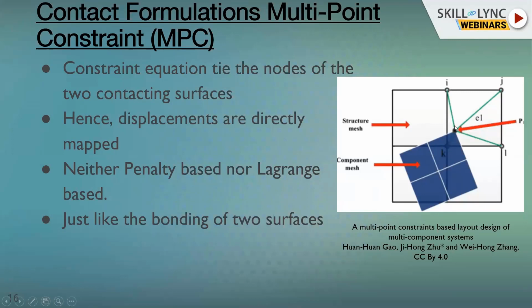So it directly maps the degrees of freedom on these nodes to this node, or it can match the degree of freedom from K to the other three nodes, or from three nodes to K, right? So that is a kind of simple mapping of the degrees.